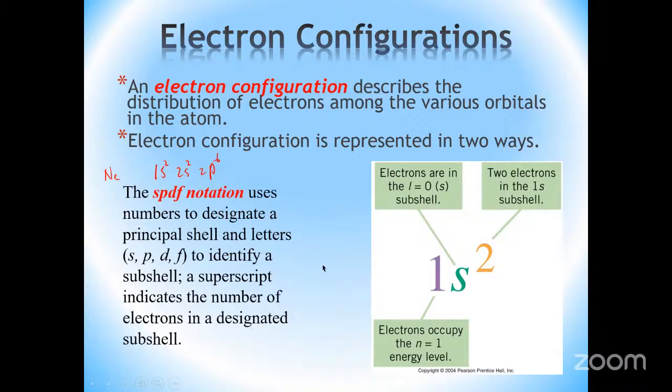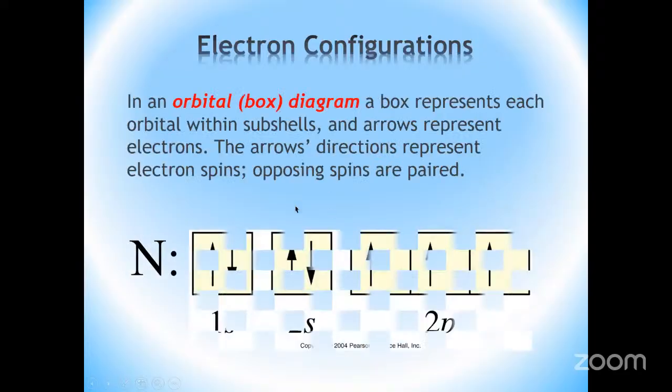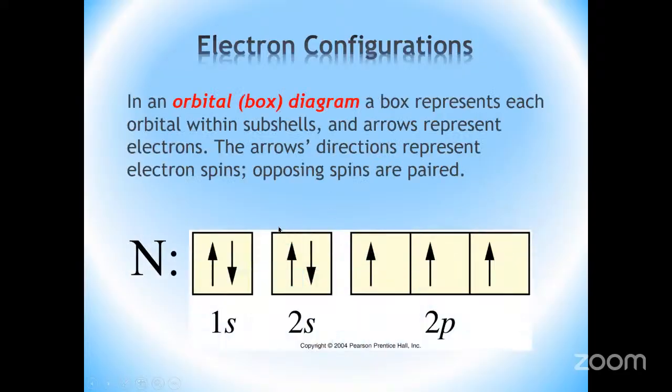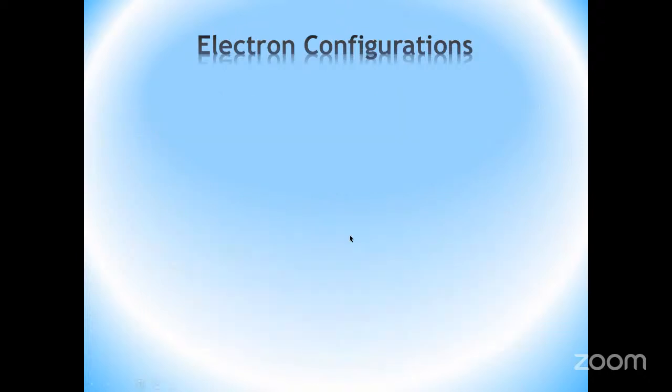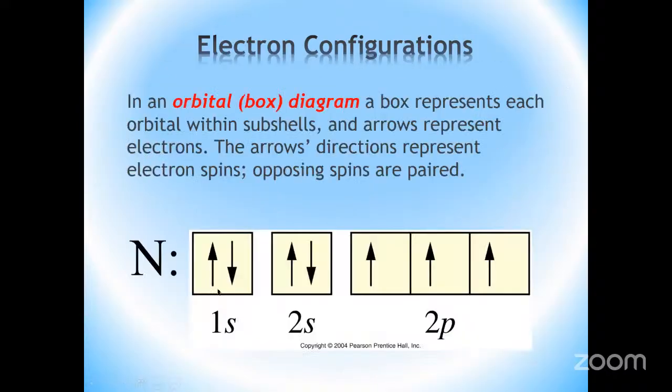Now, another way of writing down the electron configuration is using what is called an orbital or box diagram. In this representation, the boxes represent the orbitals, and we use arrows to represent the electrons. This gives more information about the different electrons and where they're located within the atom. In the case of nitrogen, this box represents the 1s sublevel, this box represents the 2s sublevel, and these 3 boxes represent the 3 p orbitals present in the 2p sublevel.